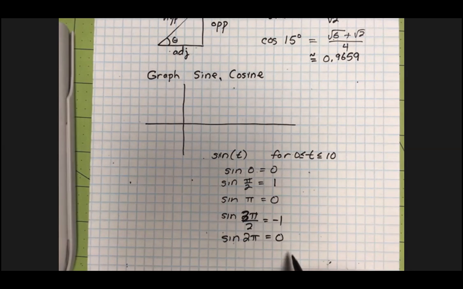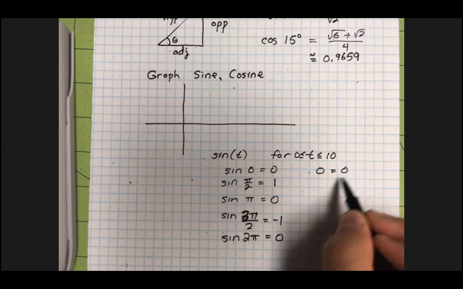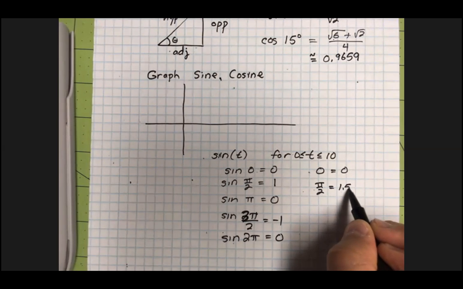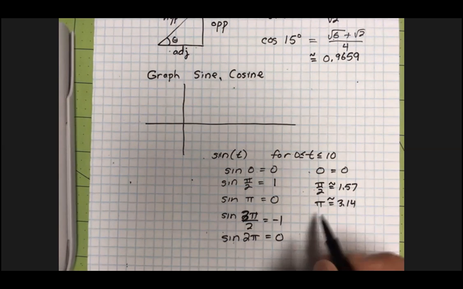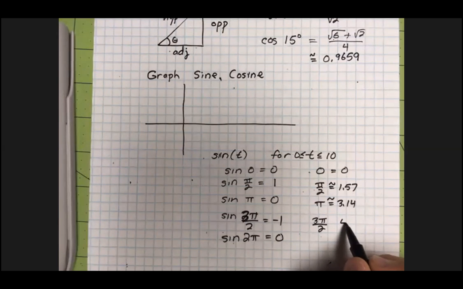But those are only individual points. 0 radians. That's just strictly equal to 0. Pi over 2 radians is about 1.57. Pi is about 3.14. 3 pi over 2 is 1.5 pi. It's about 4.71 if you added those two numbers. 2 pi, it's about 6.28.